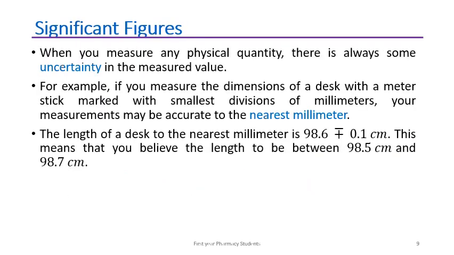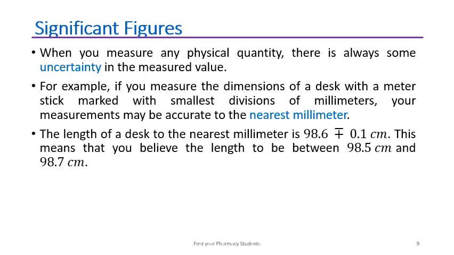Significant figures. Physics is an experimental science. That means physics is always dependent on measurements. And when we measure physical quantities, there's always some uncertainty in these measurements.